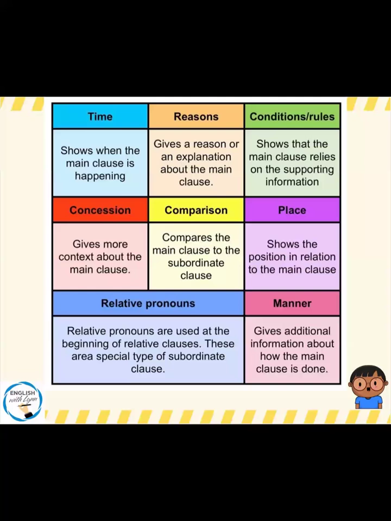And the subordinating conjunctions that show manner, they give us more information about how the main clause is done. So the boy climbed up the ladder as if he was a monkey. That is how he is climbing up the ladder.